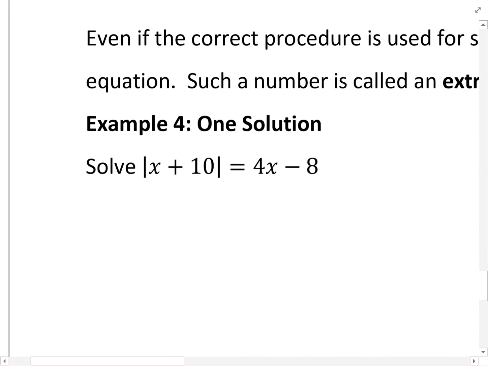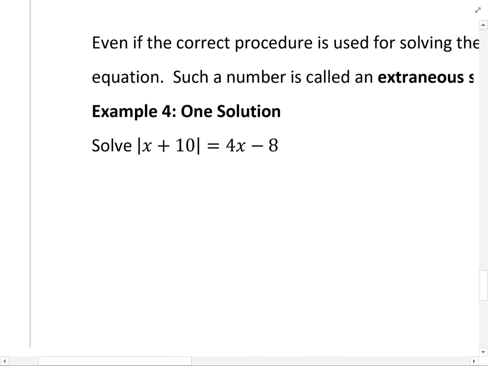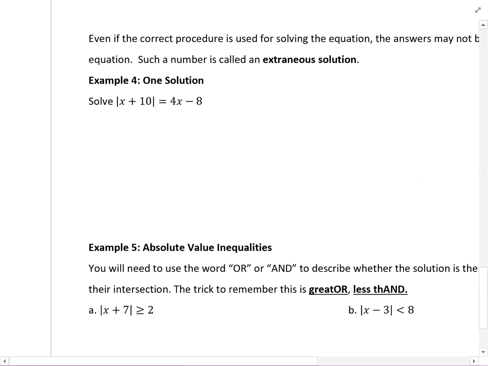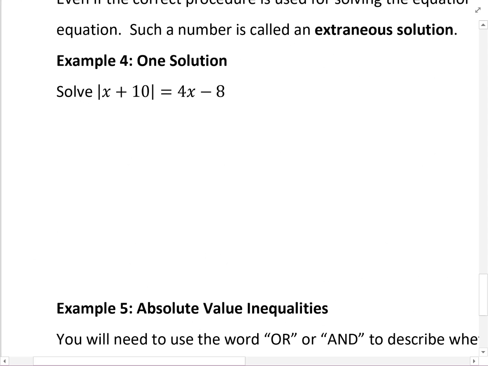Now let's try one that only has one solution. Sometimes you get a solution that, even though you did all the steps right, doesn't work. That's called an extraneous solution. So example 4, here goes. The absolute value is by itself. That was step 1. Ready for step 2.